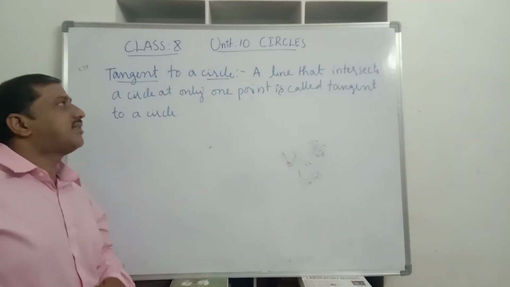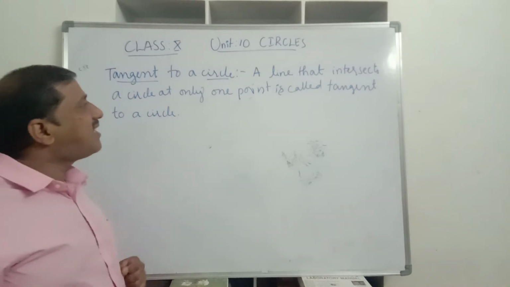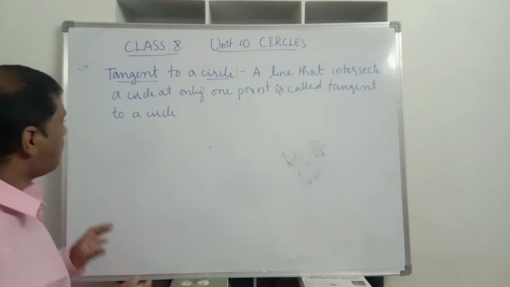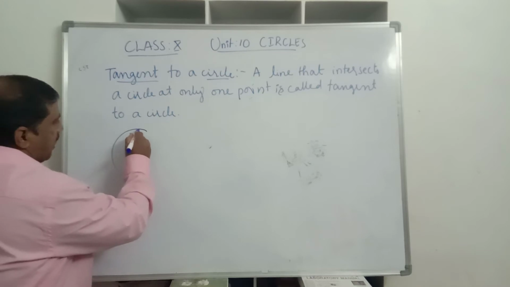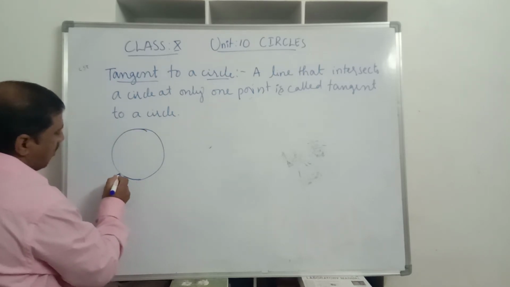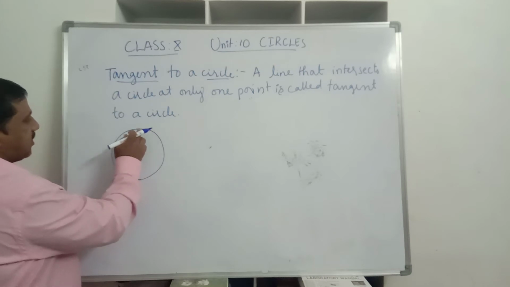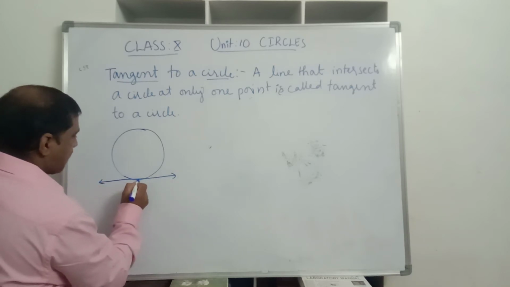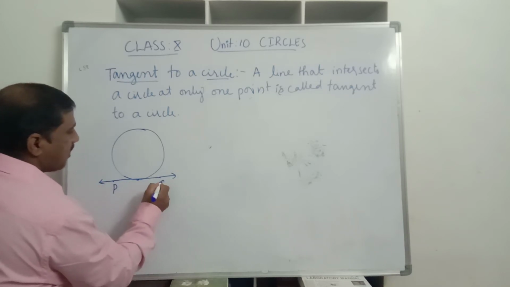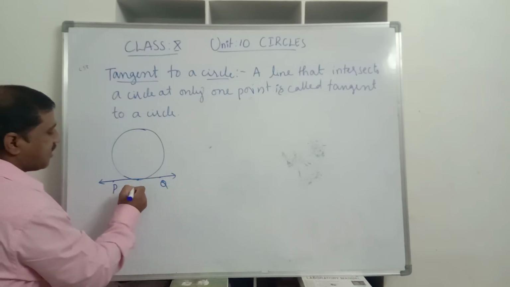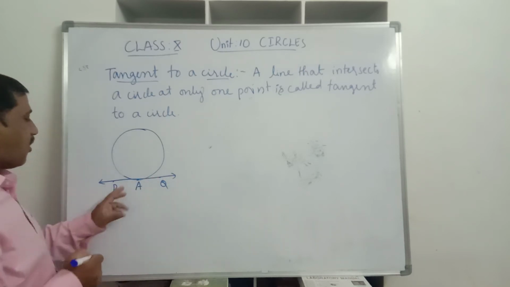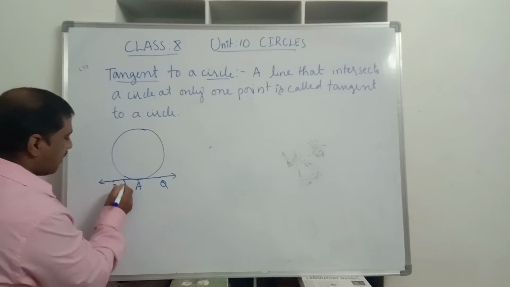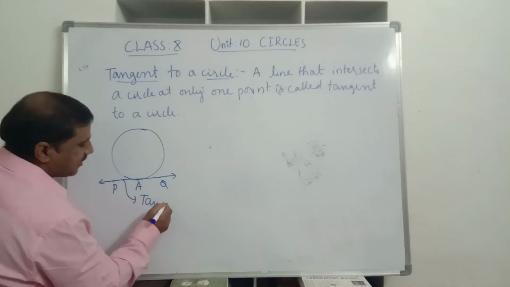Now, tangent to a circle. What is tangent to a circle? A line that intersects the circle at only one point is called tangent to a circle. So see the figure. I have drawn it here. So this is known as a tangent to a circle. Let PQ be a line which intersects the circle at point A. So A is the common point for both the circle and the line PQ. Here the line PQ is known as tangent to a circle.